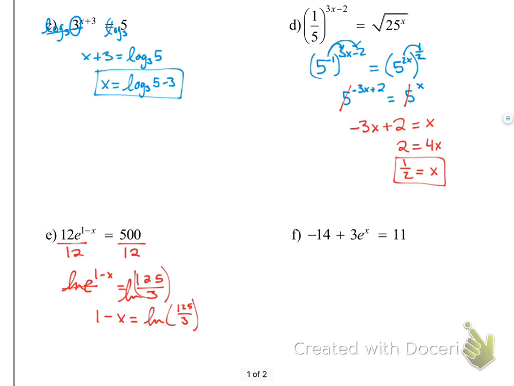Now we still have to get x by itself. So to do that, we would isolate x by adding 1 and then dividing by a negative, which means that x equals 1 minus the natural log of 125 over 3. And the last one for exponential functions, we're solving this equation, which is very similar to E. And again, we need to isolate our base. Our base is e to the x, so we need to add 14 to both sides first.